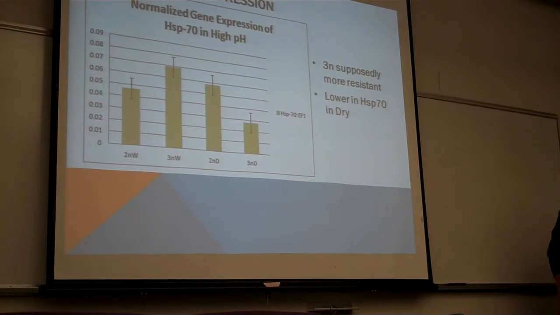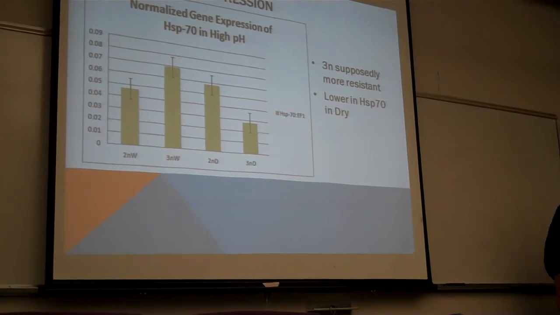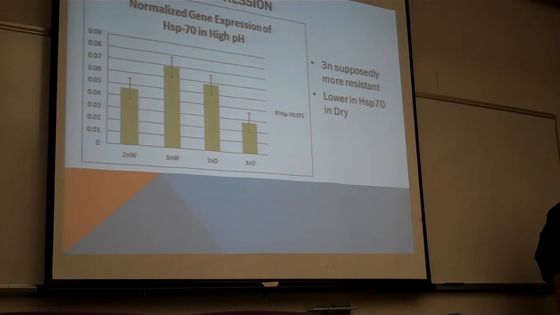That kind of confused me because I would have thought that the triploid oysters would have had lower amounts of HSP70 in both environments, but they didn't. And the diploid oysters at least had an increase in HSP70, which is what you would expect.